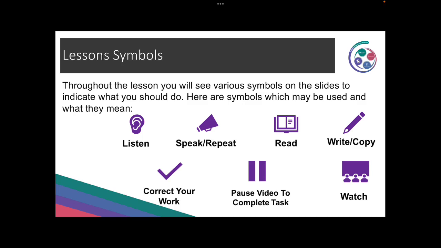Throughout the lesson, you'll see various symbols on the slides to indicate what you should be doing. Here are the symbols which may be used, so familiarise yourself with them before moving on.